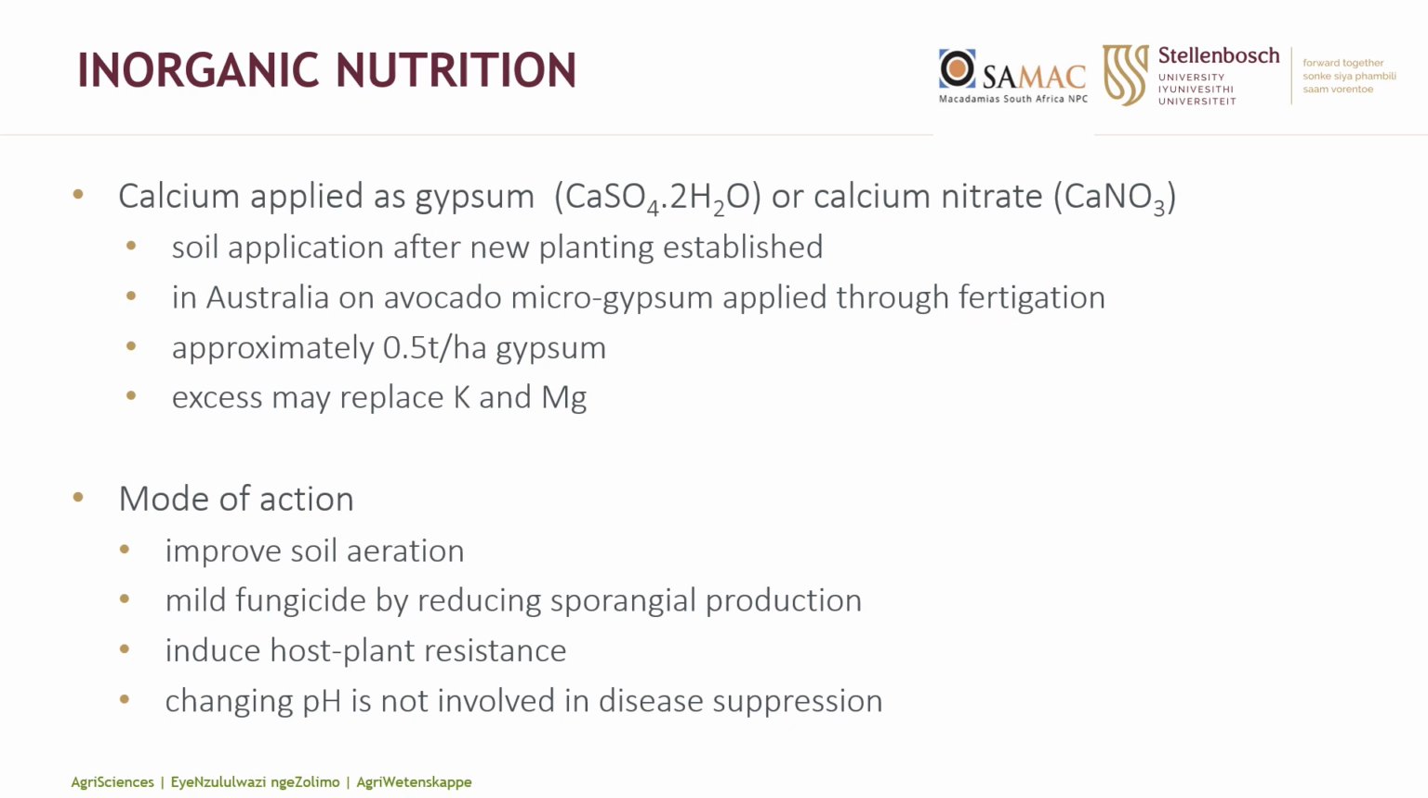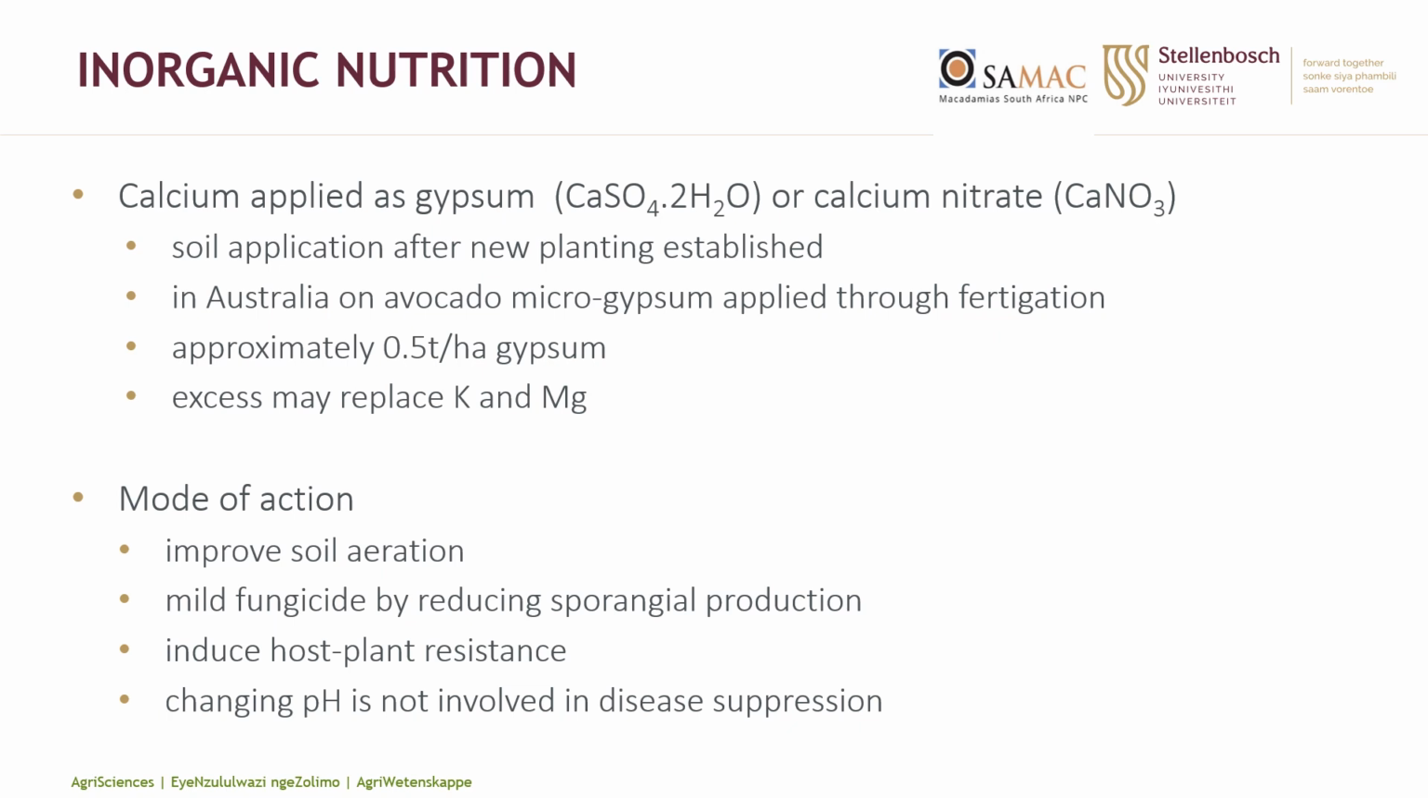And in addition to this, calcium applied either as gypsum or calcium nitrate is used, especially in the avocado industry in Australia, being applied at 0.5 tons per hectare. However, be careful that too much calcium can replace potassium and magnesium. So always, if you do want to use calcium applications in an integrated management strategy, consult with a soil scientist, so that you, in the long run, don't run into problems with potassium and magnesium.